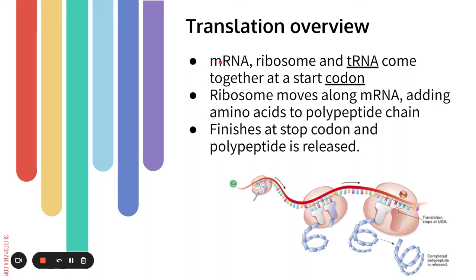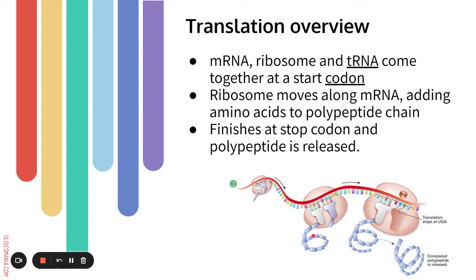So the first step is that the mRNA transcript, the ribosome, and a tRNA molecule will have to come together at the start codon. Then the ribosome is going to move along that mRNA transcript, and it's going to be adding amino acids to the growing polypeptide chain. In this image, the ribosome is shown here in this pinkish color. The tRNA molecules are these T-shaped molecules here, and the growing polypeptide chain are these rectangles that are coming out.